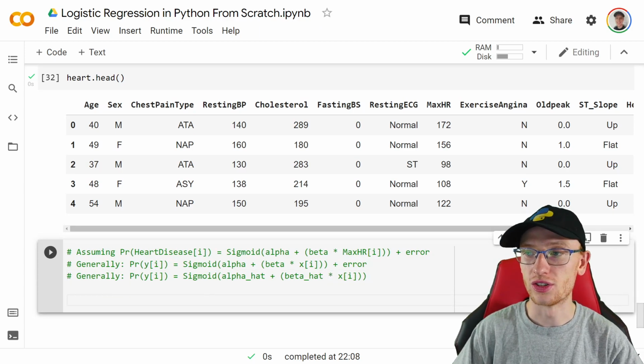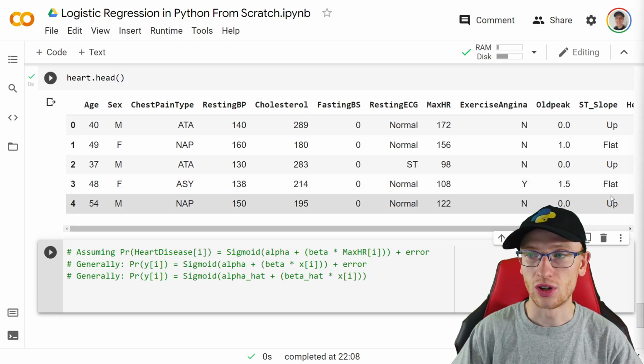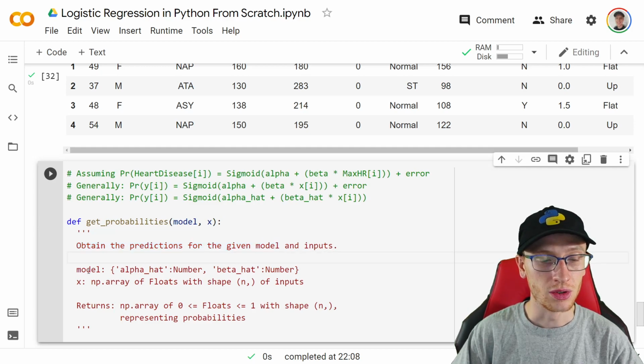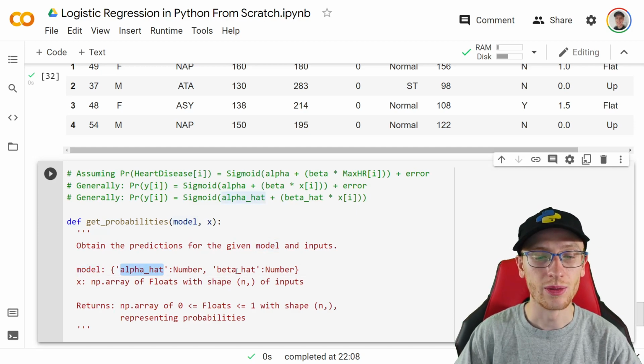So I'm going to copy in here some function which we want to build, which is called getProbabilities. getProbabilities takes model and X. It obtains the predictions for the given model and the inputs, okay? So the model is going to be a dictionary where we feed in alpha hat, which is a number, and beta hat is a number as well.